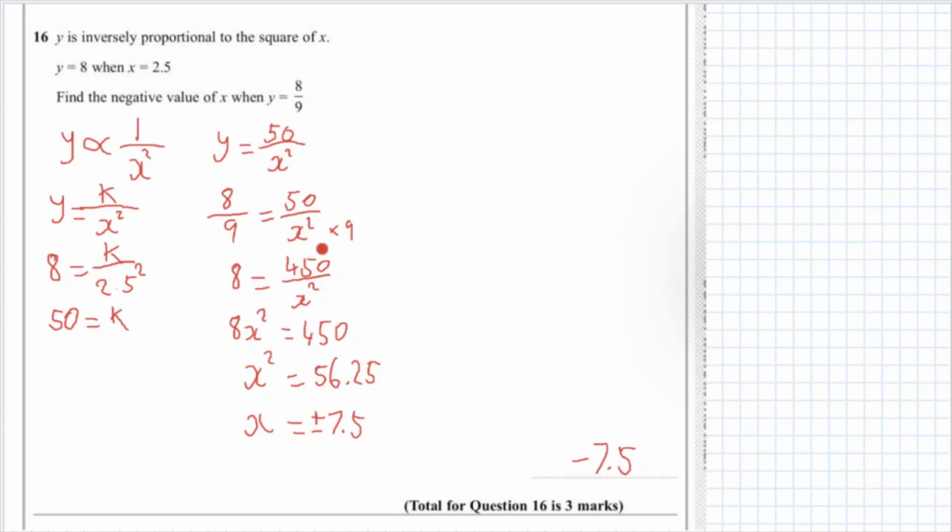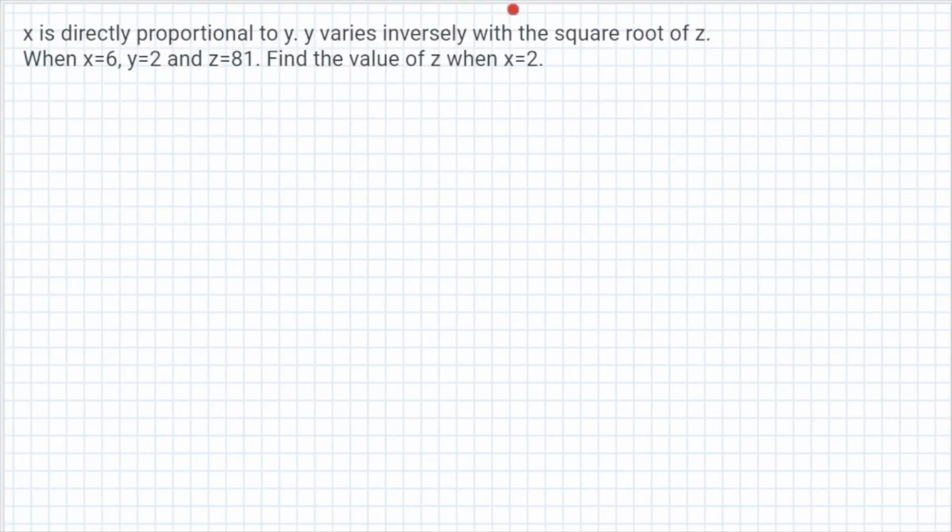Again, websites like Corbett Maths are really good for this kind of thing. Let's go and look at a grade 8 or a grade 9 question that might come up near the back of your exam paper. So first things first, let's look at it. You've got 3 variables now.